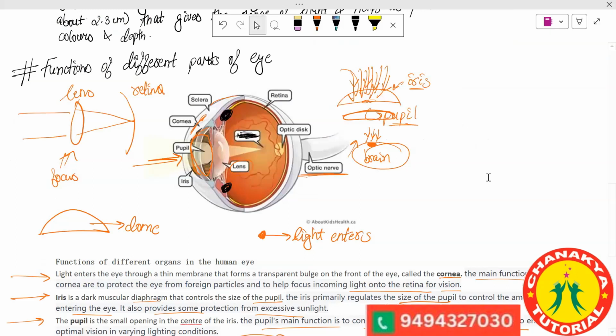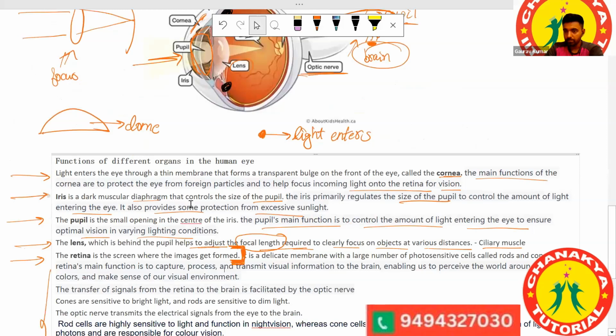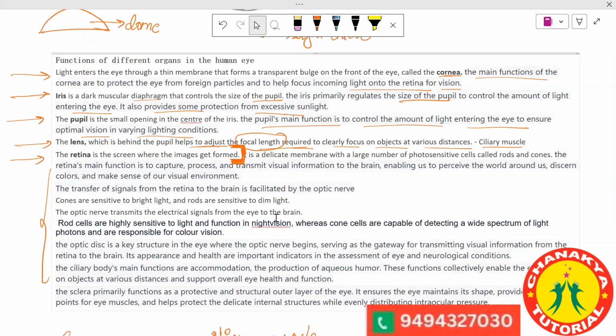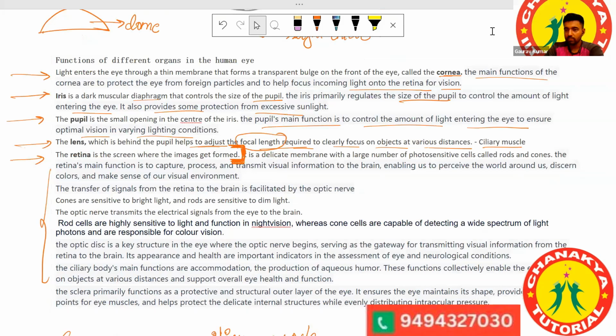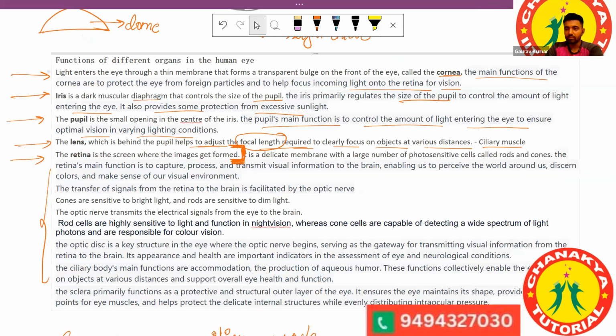Understood. Sir, can we write this? What should I write? Can you scroll down, sir? I'll take a screenshot. I will share these notes in the Wise application, so you can download this PDF. These things will be there in the PDF.